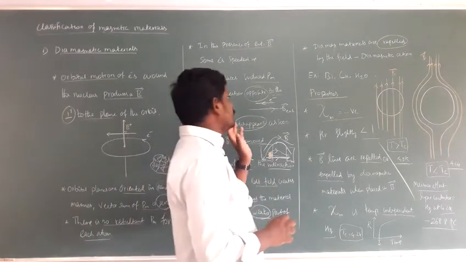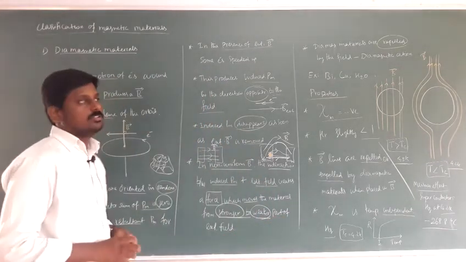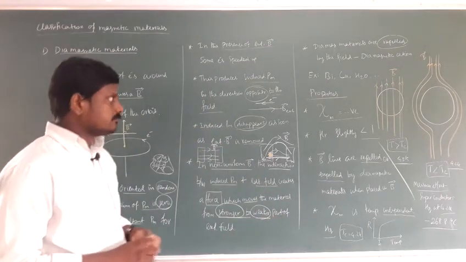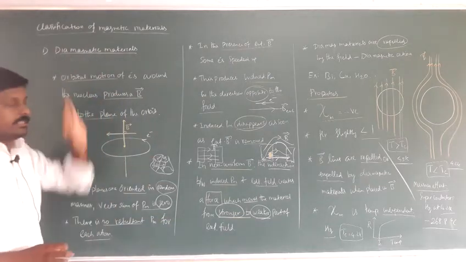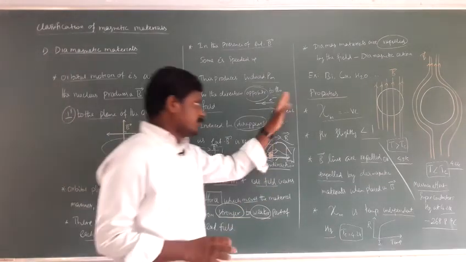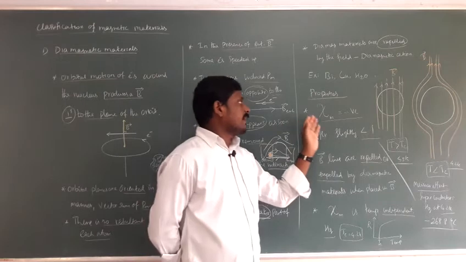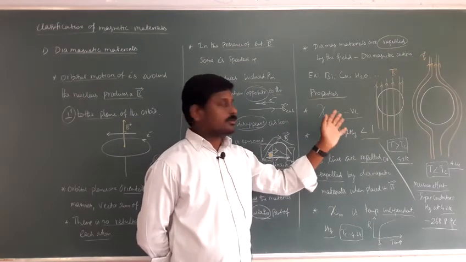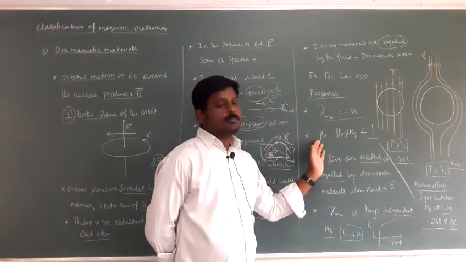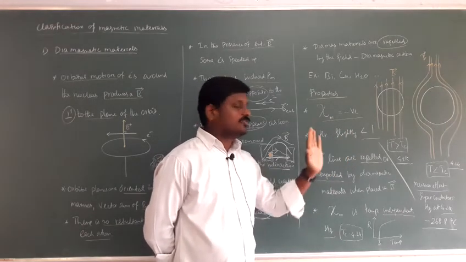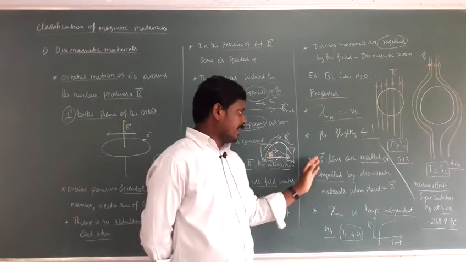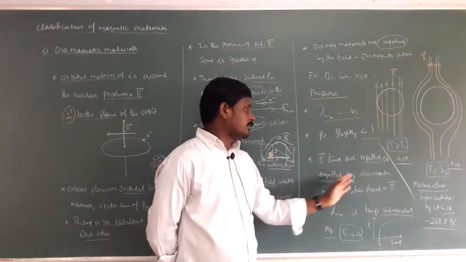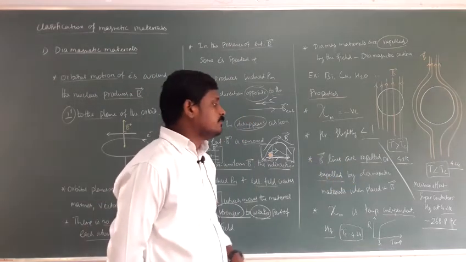What are the examples of diamagnetic materials? Bismuth, copper, water. Then what are the properties of diamagnetic materials? They may ask this for 3 marks. The magnetic susceptibility is negative. The relative permeability is slightly less than 1 for diamagnetic materials. Magnetic field lines are repelled or expelled by diamagnetic materials when placed in a magnetic field.